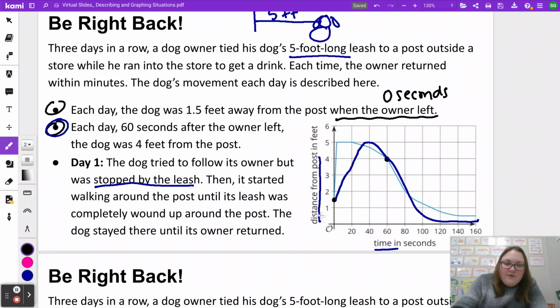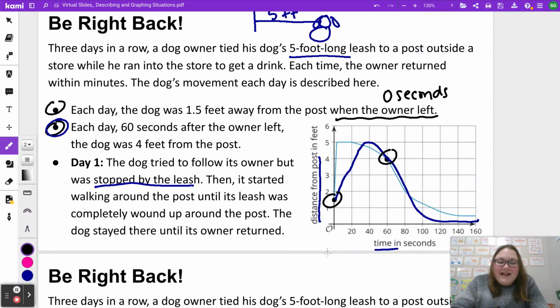But I know it has to go through those 2 points. I know my line has to go up to the 5 until it was stopped by that leash. And then I do know that the distance has to go down after that. If the dog is going around the post, that line needs to go down to show the distance is decreasing.